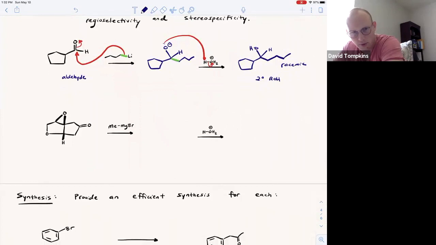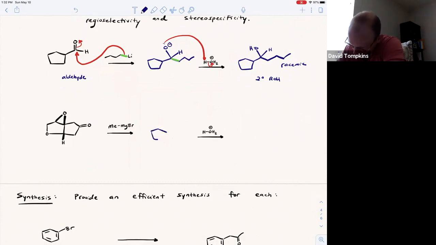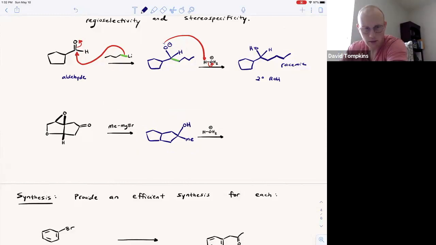So the next example has two electrophilic starting materials. There's a ketone, and the methyl of a Grignard could attack above or below that ketone, generating a diastereomeric mix of the alcohols. This ether here stays intact. We know that ethers are inert towards organometallics, and that's why they are great solvents for organometallics. Or they're non-reactive.